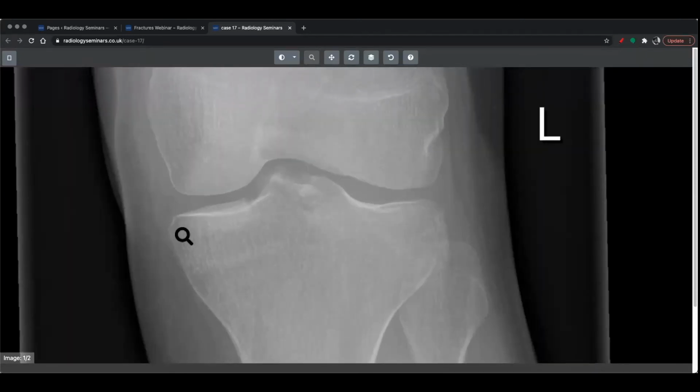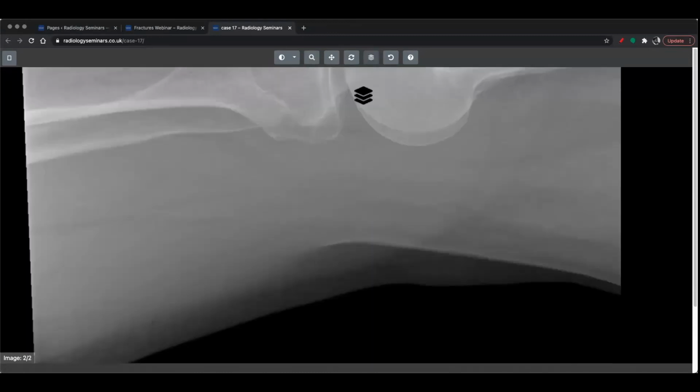But again, with any sort of fracture, you just want to make sure you're drawing along the cortex, and you can almost see that there is an irregularity to the cortex on that side. And on that side, it's smooth, that's all smooth, that's all smooth, and that's all smooth. There's an irregularity over here. So you're thinking, yeah, tibial plateau fracture.